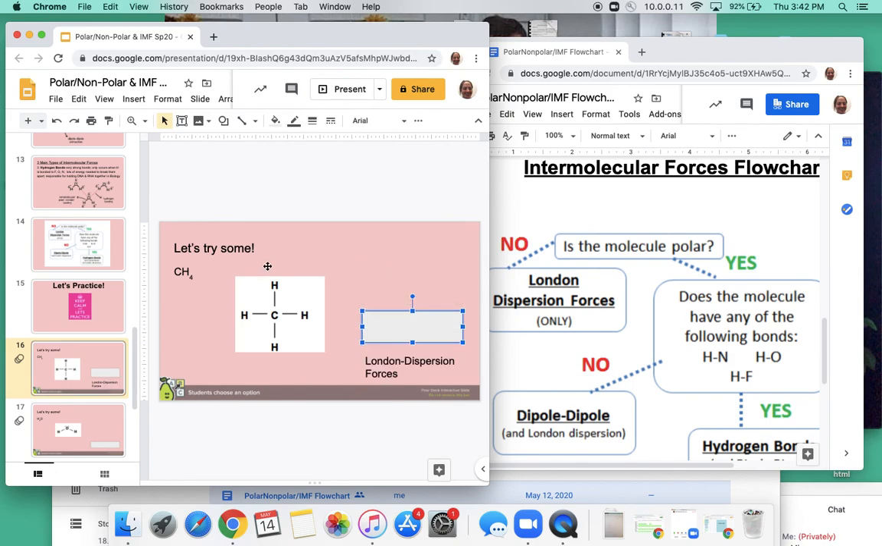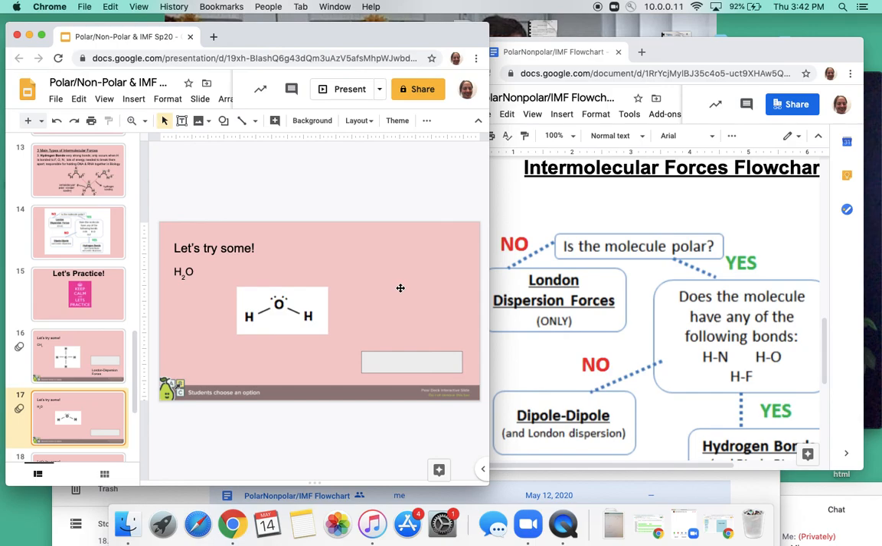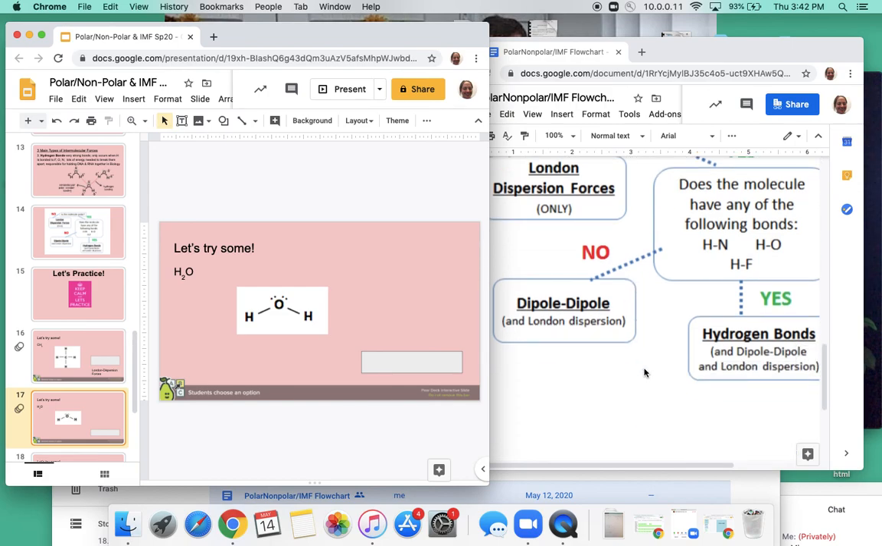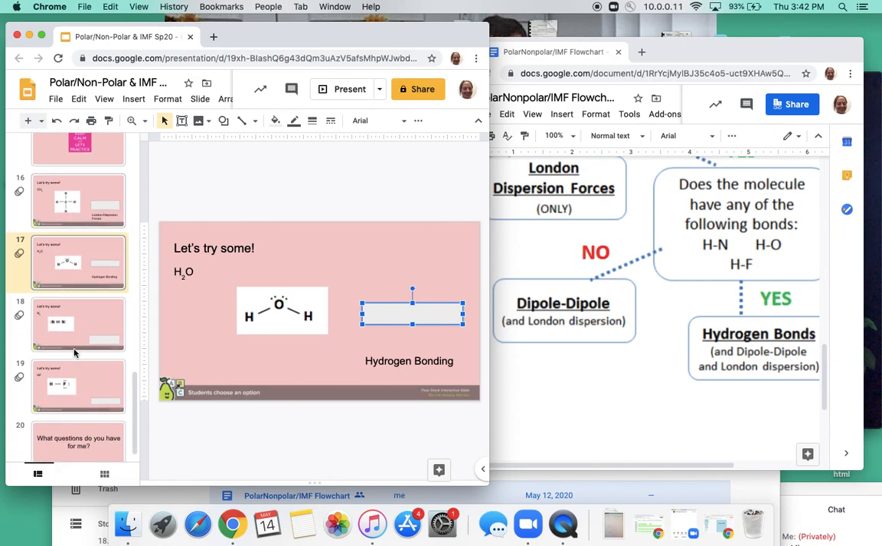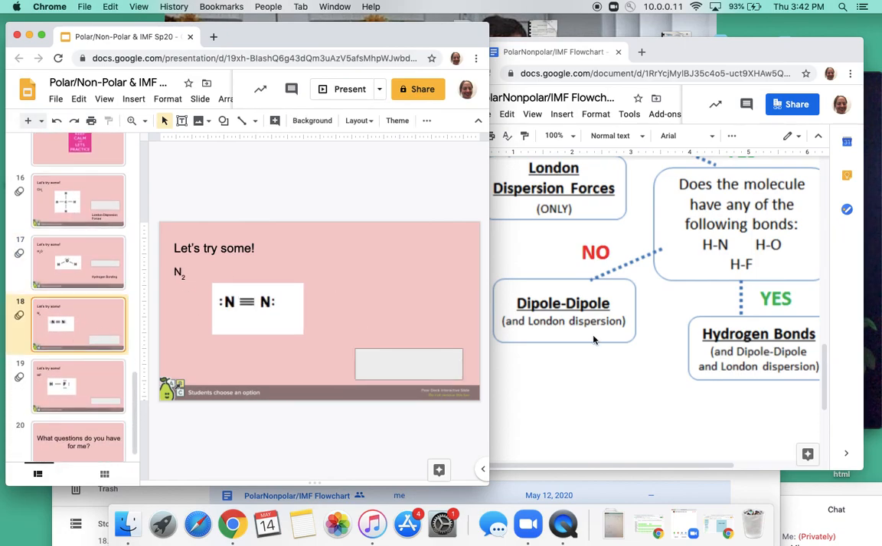If you don't remember how we got polar and nonpolar, you're going to want to review the beginning of the video. Okay? The next one was water. We knew that water was polar. Okay, so is the molecule polar? The answer is yes. Does the molecule have any of the following bonds, HN, HO, or HF? We can see that hydrogen is bonded to oxygen. Now, since it is bonded to oxygen, we know it's going to be a hydrogen bond.